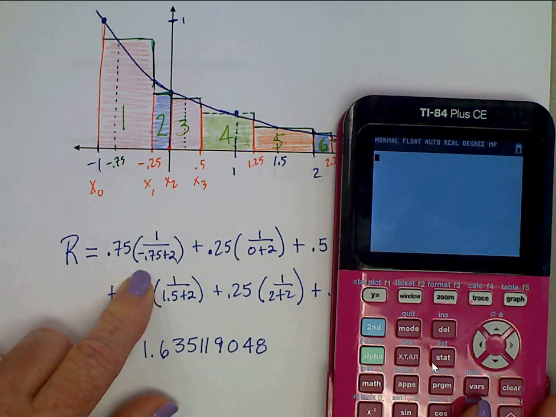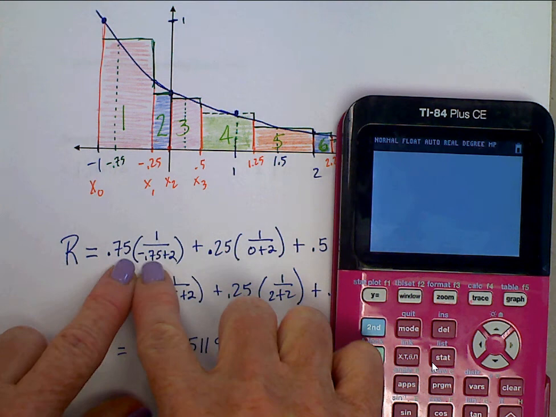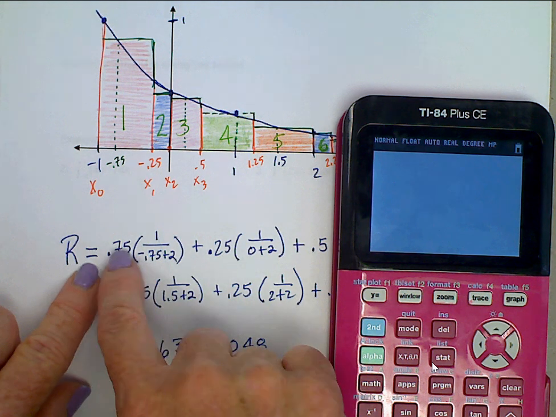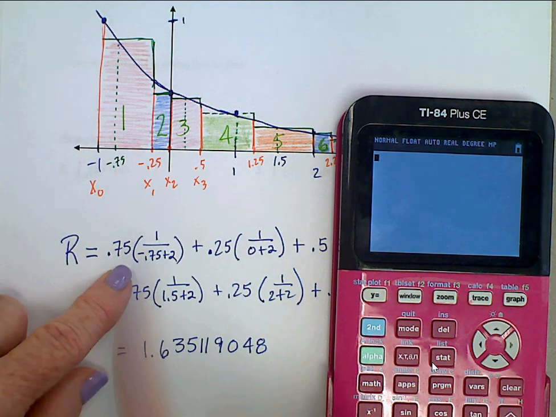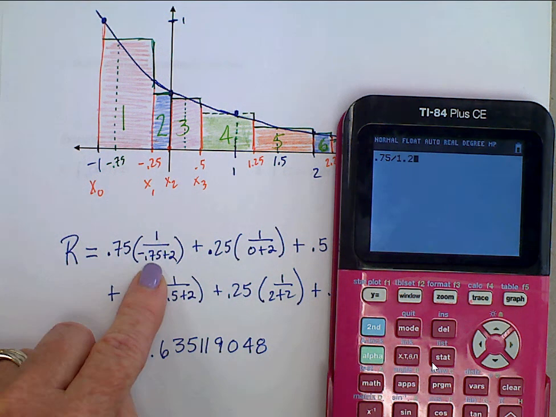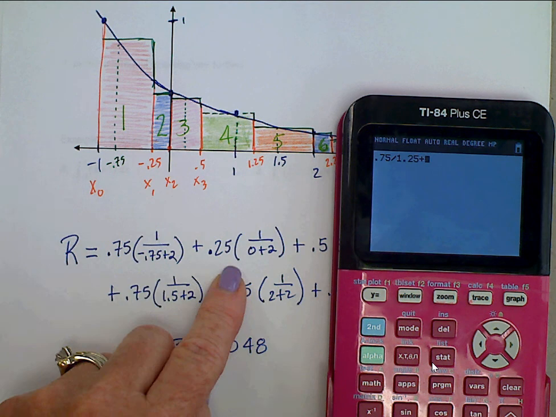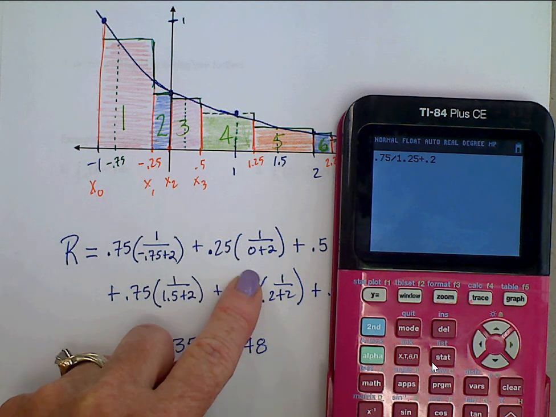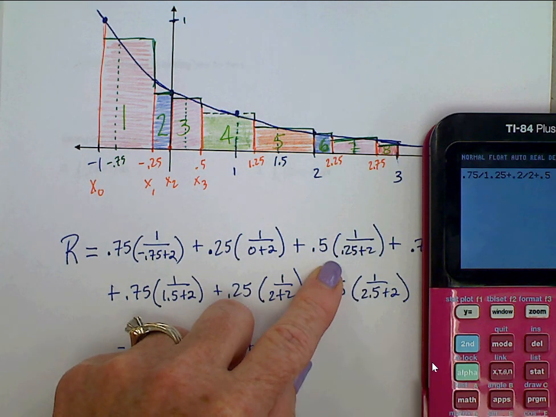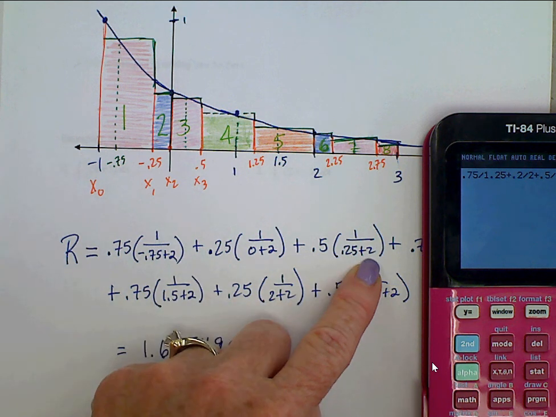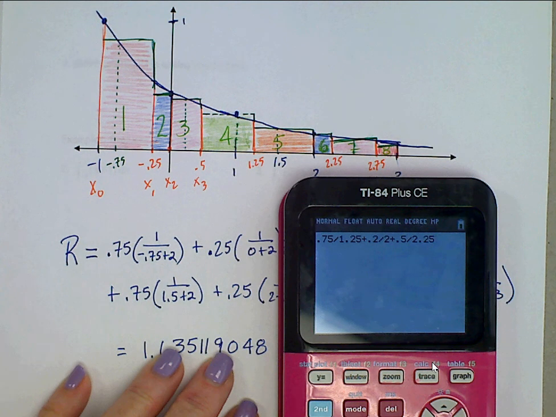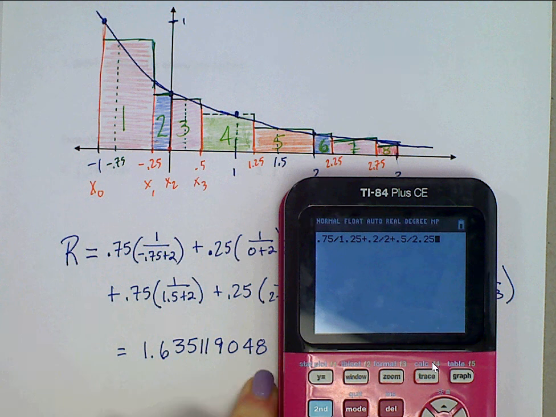I would not use any parentheses here. Can you add negative 0.75 plus 2 in your head? Yes, that's 1.25. And then just multiply this 0.75 up to the numerator of that. So I would do 0.75 divided by that, 1.25, plus the next one, 0.25, because that's coming to the numerator, divided by 2, plus 0.5 divided by 2.25, etc. I'm not going to go through and type all of these in for you. You can do that, but make sure you can come up with 1.635119048.